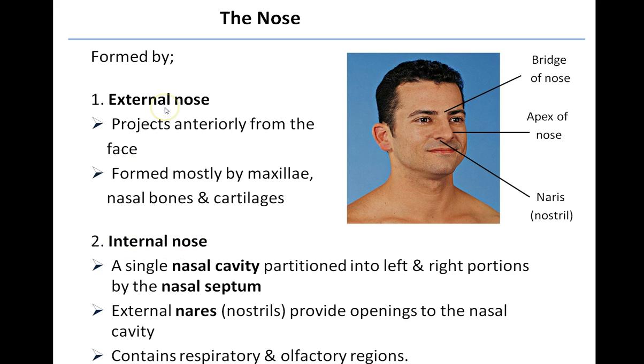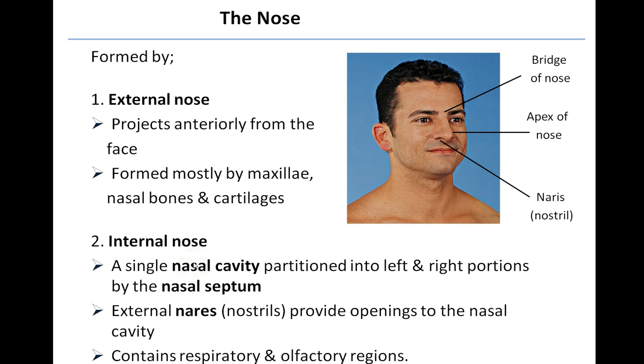The external nose is what is visible anteriorly, and that's seen here. This is formed mostly by bones such as the maxilla and the two nasal bones, and also by cartilage, in particular hyaline cartilage, that allows the nose to be flexible but still maintain its shape. We'll focus most of our attention on the internal nose, and in particular we'll be looking at the nasal cavity, a cavity behind the external nose.